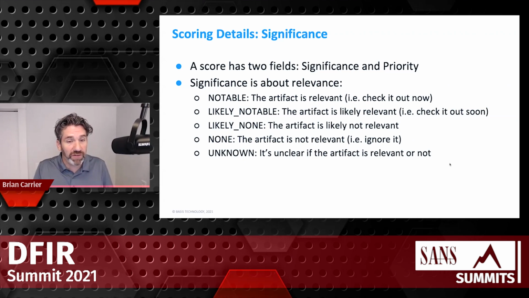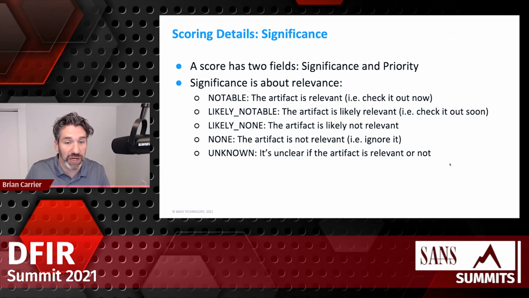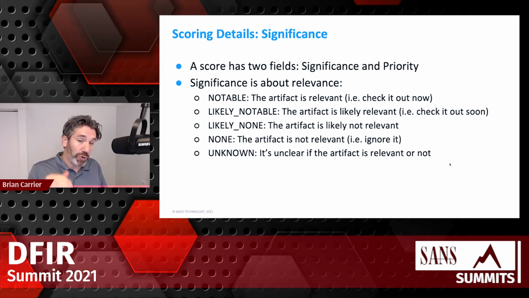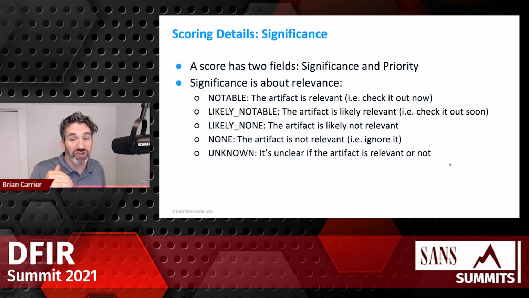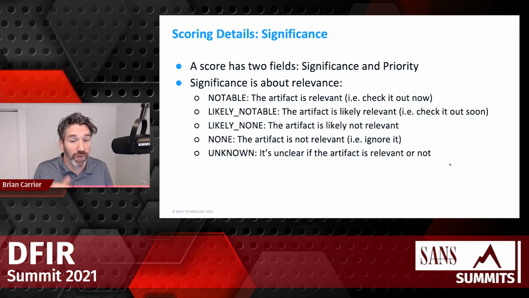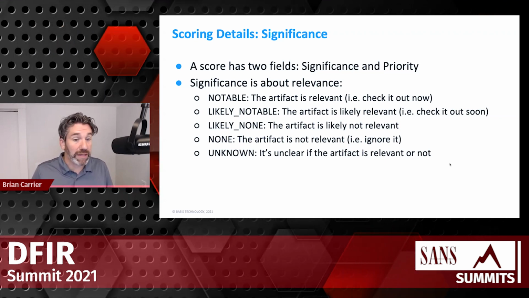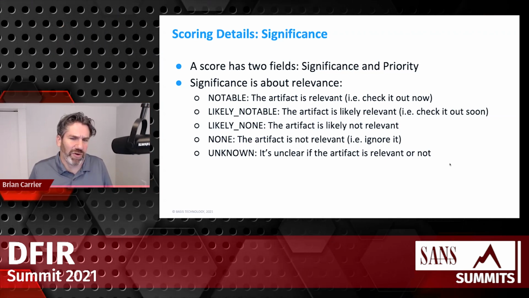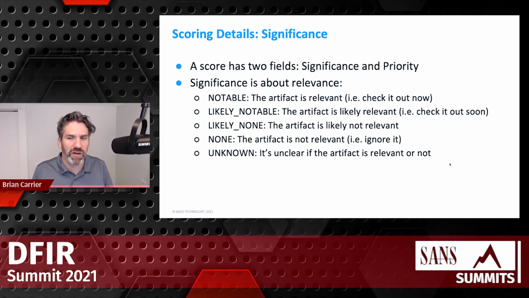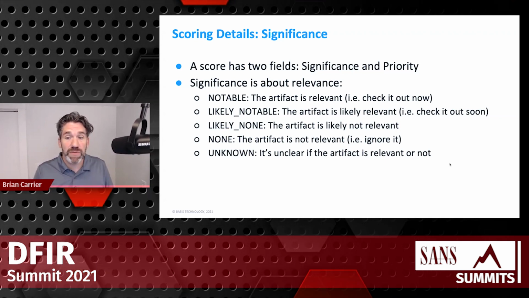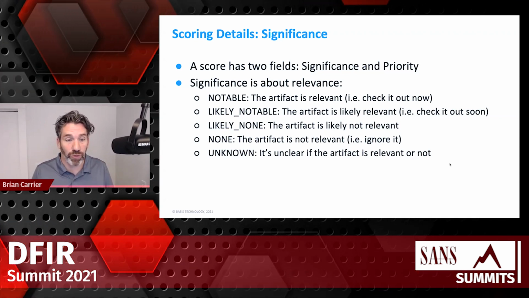The significance is all about how relevant this thing is to the investigation. We have the term notable, which means the artifact is relevant, meaning you'll want to check this out pretty soon. This has a low false positive rate. It's probably going to be bad. We have likely notable, which means we think it's relevant, but we're not entirely sure. You should check it out, but maybe it's not your top priority. Maybe you should get to this as a second tier part of the process.